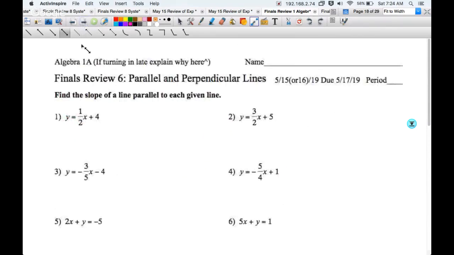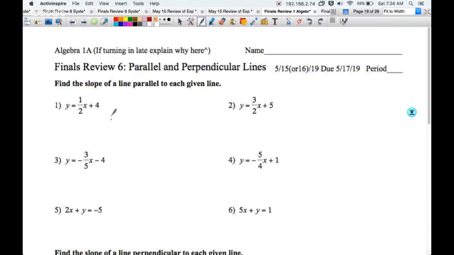On to review number 6, parallel and perpendicular lines. Find the slope of a line parallel to each. Well, when it's parallel, it's just the same. You see where I'm getting these numbers? I'm just copying down the slope.